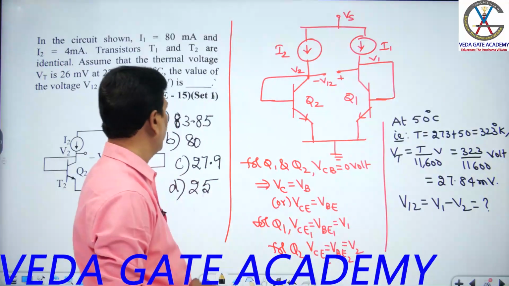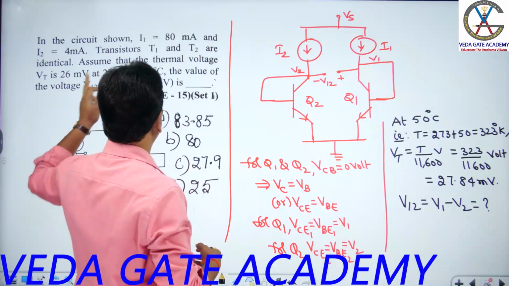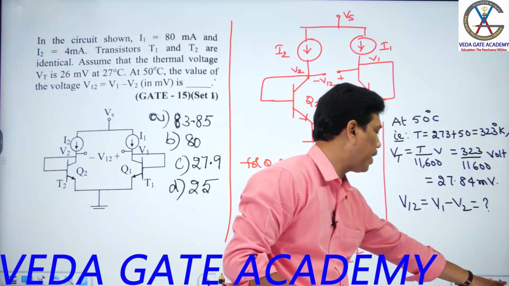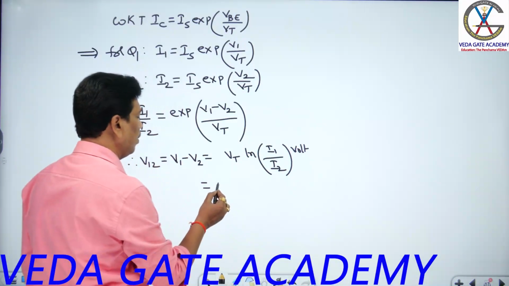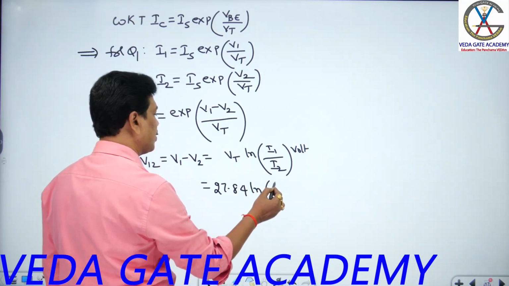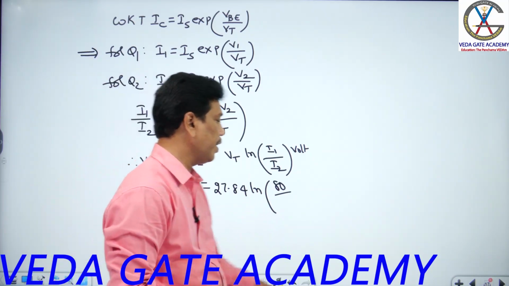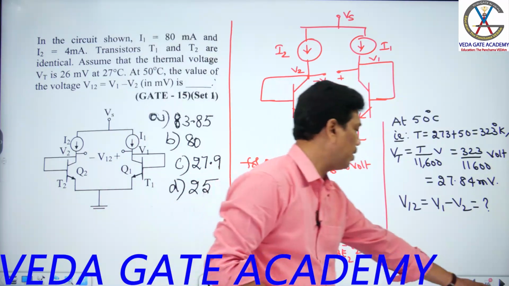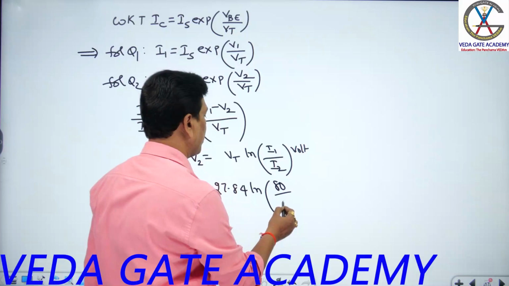So VT you calculated, students, as 27.84 millivolt, and I1 and I2 are also specified. I1 equals 80 milliampere, I2 equals 4 milliampere. This is 27.84 into ln of 80 by 4, students. I1 is 80, and I2 is given as 4 milliampere. The milli cancels.